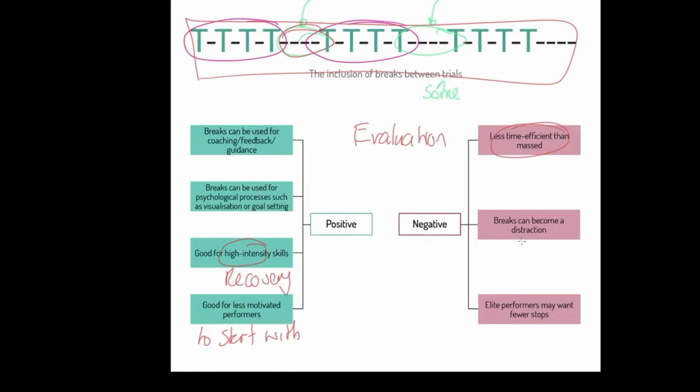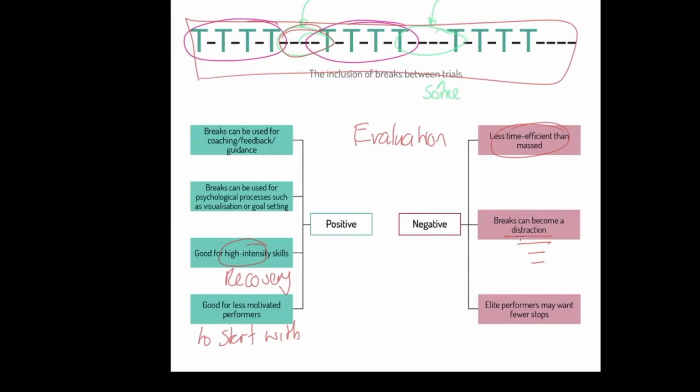Breaks can become a distraction. So you keep getting stopped. Think about that in your own practice environment. It gets a bit annoying, doesn't it, right? I'm on a roll here. I want to keep practicing. I'm hitting some shots, whatever. And someone keeps stopping you. Go, right, let me tell you some stuff. No, this is distracting. We want to get on with it. I want to keep that rhythm going.